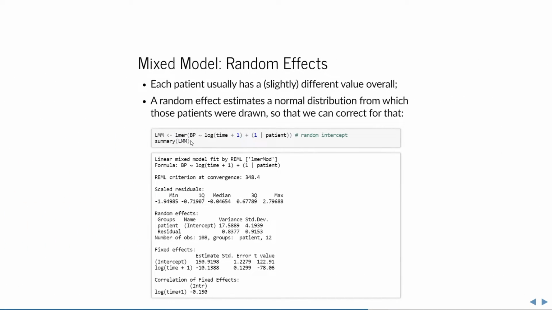So I say blood pressure is a logarithmic function of time, and I add a random effect, which is this part, for patient. So 1 means intercept, the vertical bar means over, so patient is then the random effect. This is the notation in this package. If we produce a summary, we can see what the mixed model does.